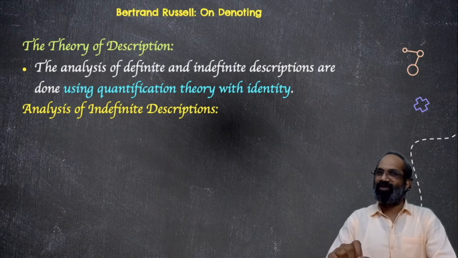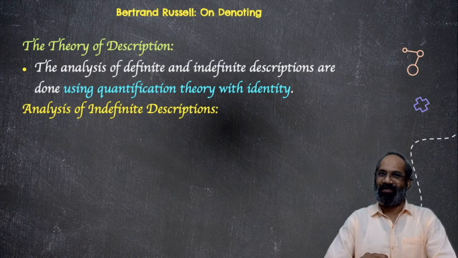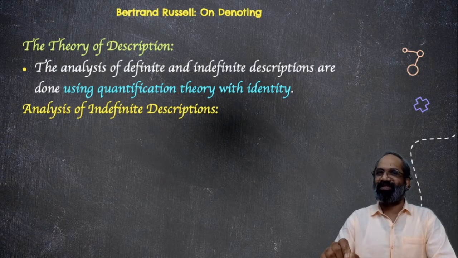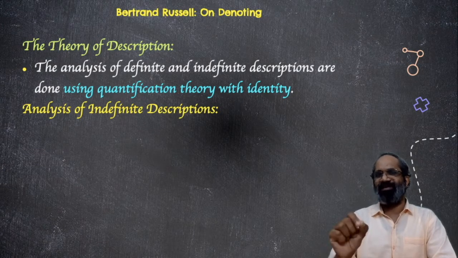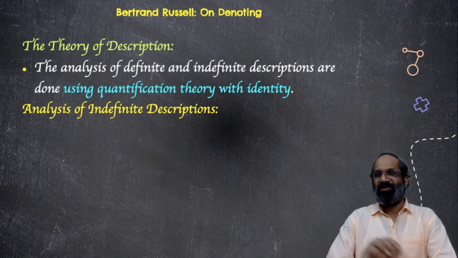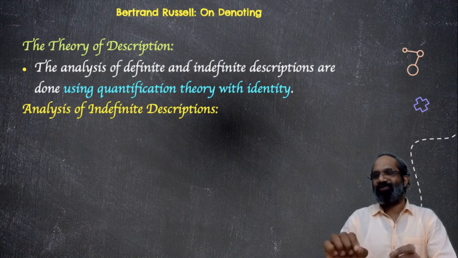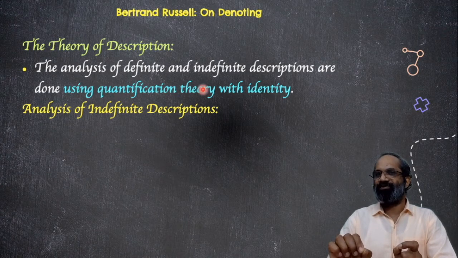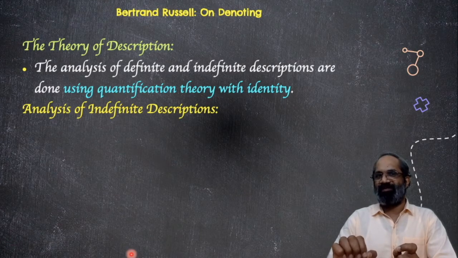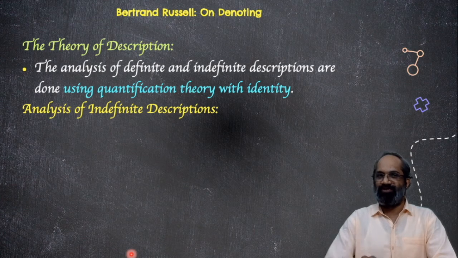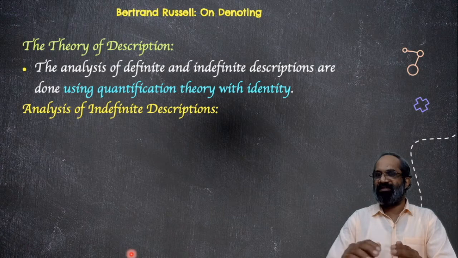You have studied quantification in logic. That's a part of predicate calculus. And this quantification theory is used along with the principle of identity. Identity means the assertion of one and only one. So Russell makes use of symbolic logic in order to dig out the depth grammar of statements in which a definite description is used. In his essay, he carries out this analysis in two steps.